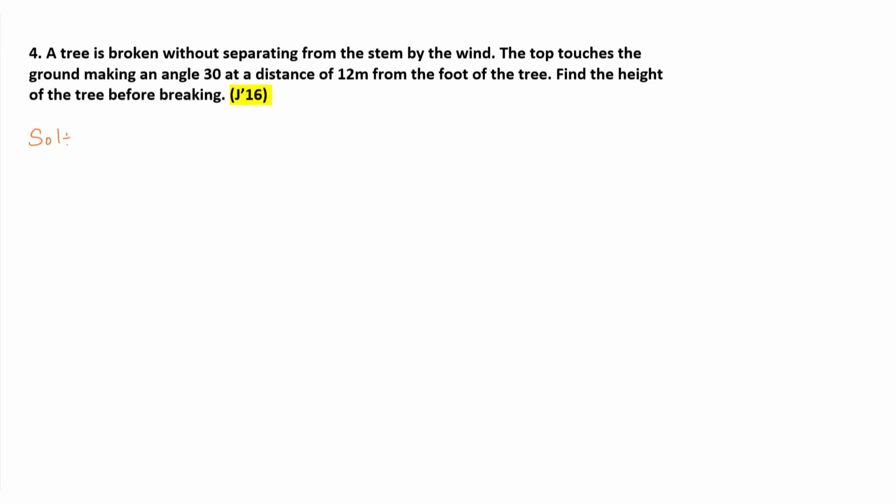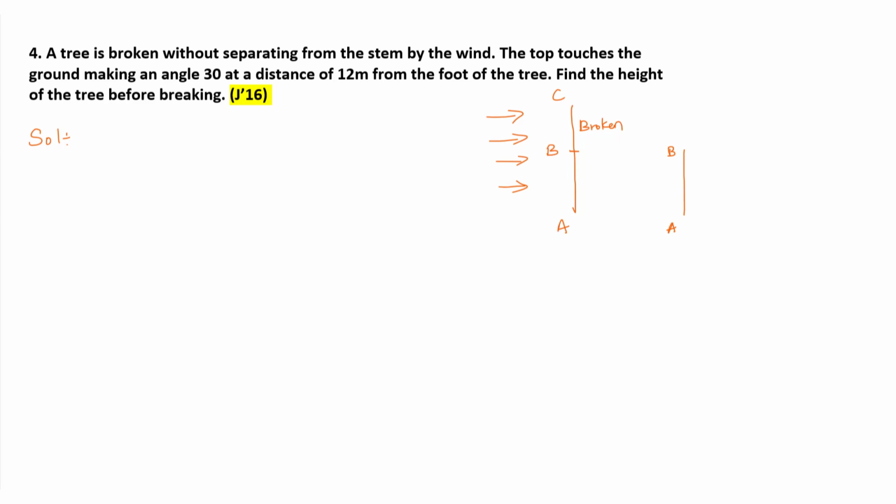On reading the question, we understand that there was a tree. Considering the tree to be AC, due to wind, what happened is it broke. It didn't break from its stem, but it broke somewhere around here. Let that point be B. The broken part is BC, which is not separated from the tree. Now the diagram looks something like this.